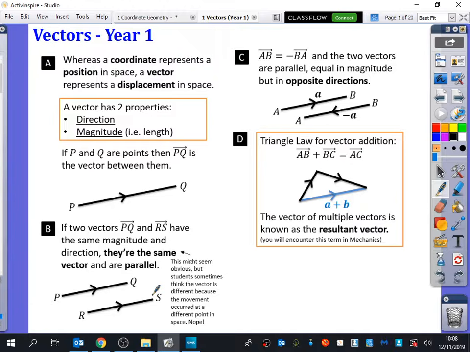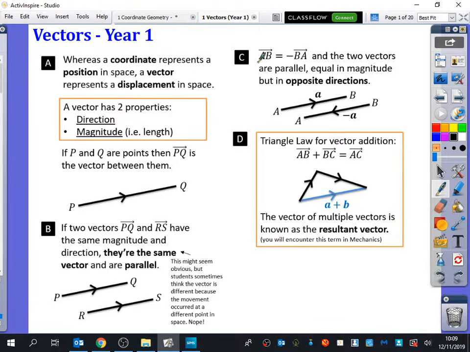Now this might seem really obvious what I've written here, but some students often think that the vectors must be different because the movement occurred at different points in space. That is not true. Although PQ and RS are clearly occurring in different places on my board here, they are still the same vector because they describe the same distance and direction. They are not in the same fixed place in space, but they are the same vector. It sounds like it's a subtle kind of bit of meaning that we've got there.